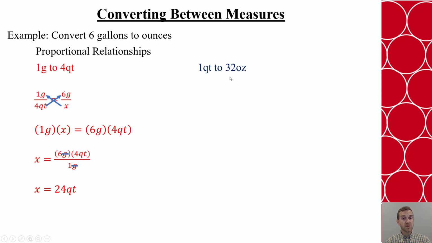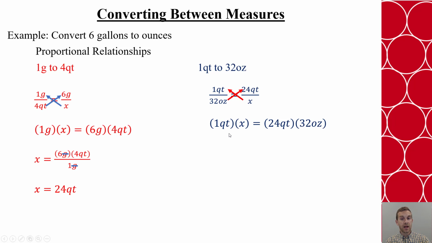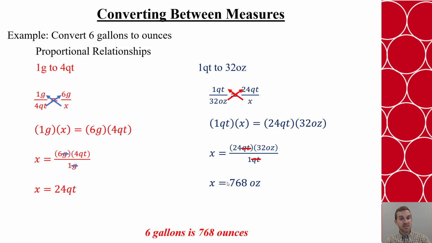I'm going to convert quarts to ounces. So I have 1 quart to 32 ounces equals 24 quarts to my unknown. And again, quarts to quarts, they're both in the numerator. I cross multiply. This will give me 1 quart times x equals 24 quarts times 32 ounces. I divide both sides by that 1 quart so that I can simplify my units. And again, I'm carrying the units and making sure I'm paying attention every single time. So now 24 times 32 will give me 768 ounces. That means that 6 gallons is 768 ounces.